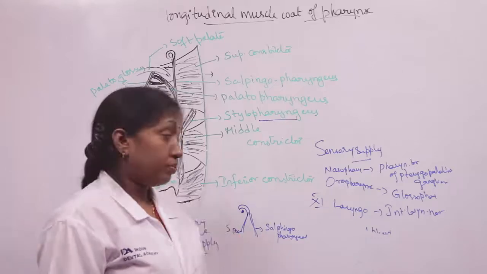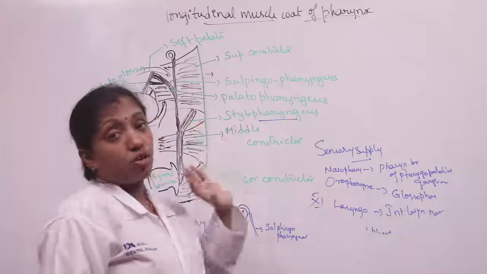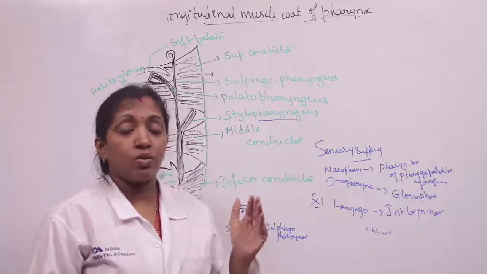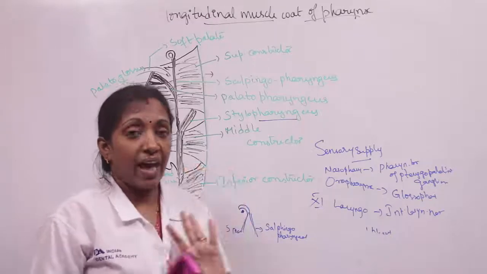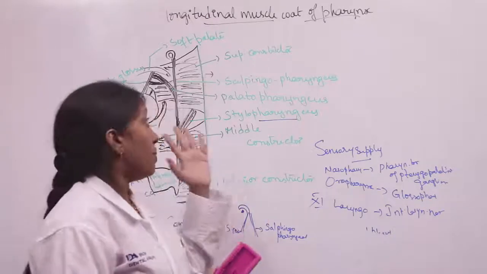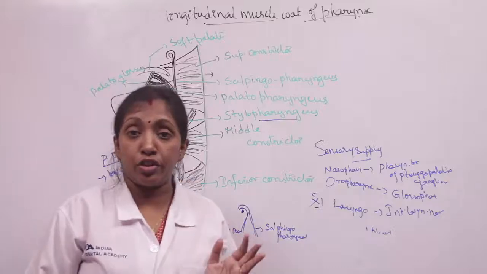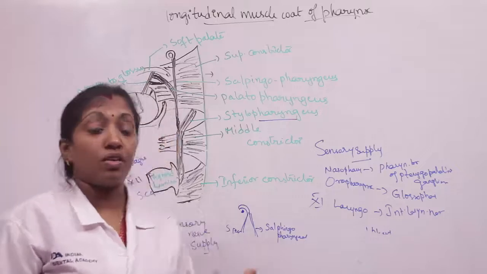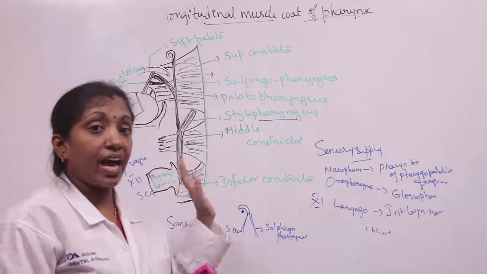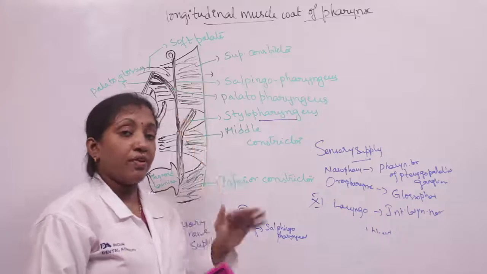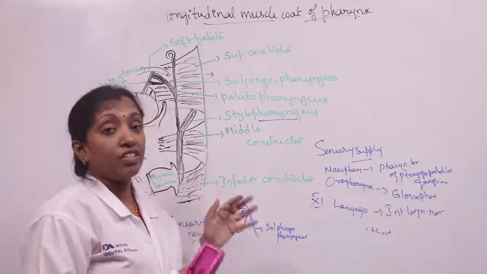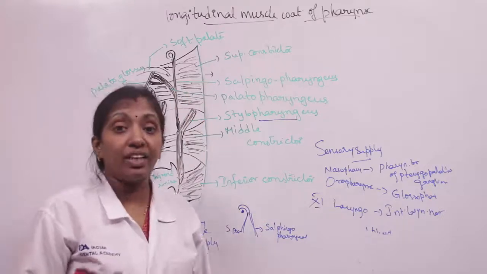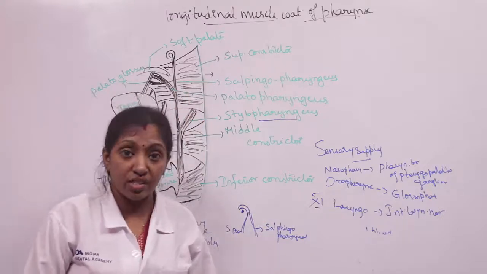So that's about the pharynx. The pharynx has three parts: nasopharynx, oropharynx, and laryngopharynx, and they have some boundaries. Coming to the muscle coat, we have a circular muscle coat and a longitudinal muscle coat. The circular muscle coat consists of constrictors, and the outer longitudinal muscle coat consists of pharyngeal muscles. The constrictors are covered by the buccopharyngeal fascia, and below the longitudinal muscle coat we have a thick fascia called the pharyngobasilar fascia.